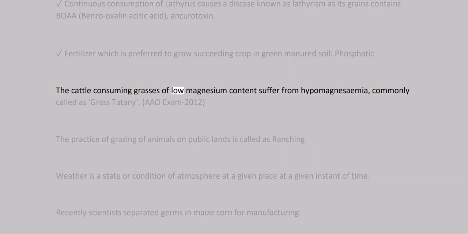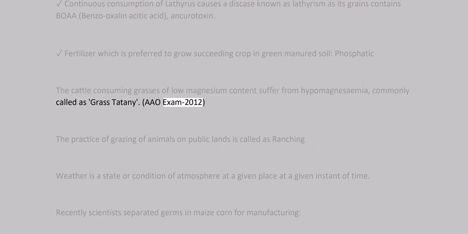Phosphatic. Cattle consuming grasses of low magnesium content suffer from hypomagnesemia, commonly called grass tetany. AAO exam 2012. The practice of grazing of animals on public lands is called ranching.